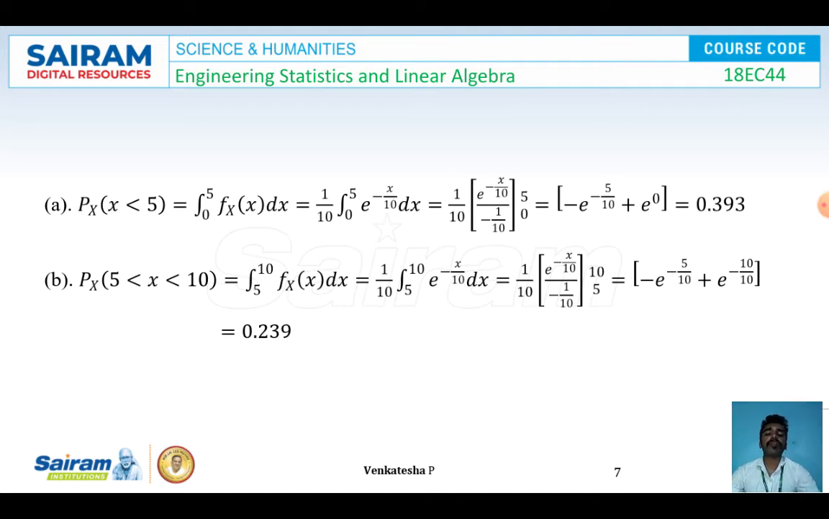So after integration I'll be getting 1 by 10 into e power minus x by 10 by minus 1 by 10. This 1 by 10 gets cancelled between the limits 5 to 10. So applying the limit, we'll be getting e power minus 5 by 10 plus e power minus 10 by 10. So on simplifying this, we'll be getting the answer 0.239.